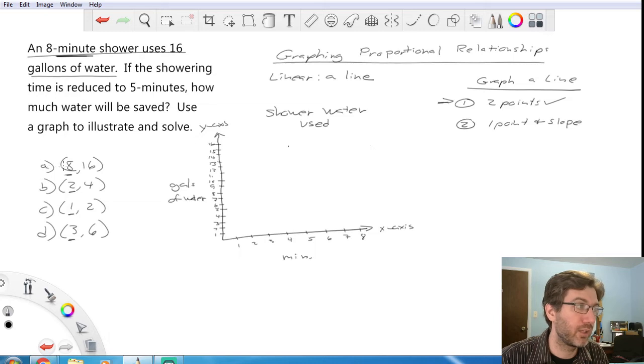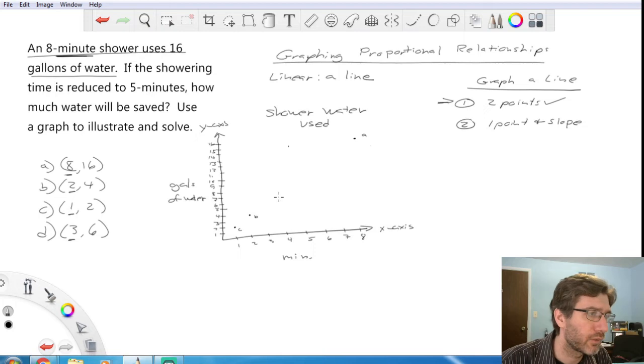Let's start with point A. Point A is at 8 and 16, so 8 and 16 is all the way up in the corner here. And I'm going to call that point A. And then we have 2 and 4. 2 and 4 is about right there. That's point B. Point C is 1 and 2. It's about right there. And 3 and 6, which is about right there.